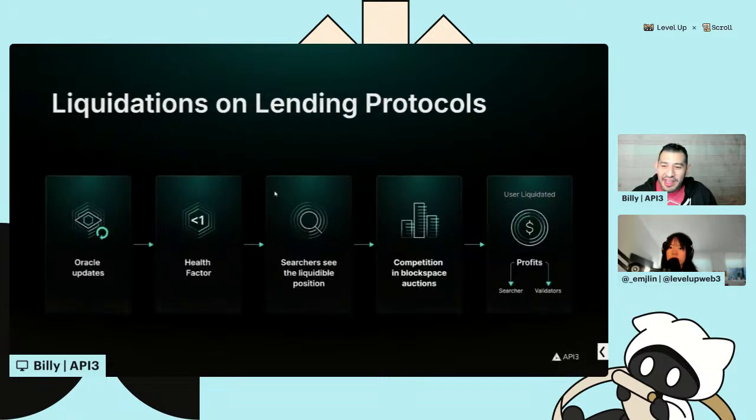So this is the way liquidations on lending protocols work, right? First, the oracle must update, right? Then the prices change, the health factor changes, right? So then the health factor goes below 1. Searchers now see the liquidatable position, competition for the block space auction happens, and then profits, right?